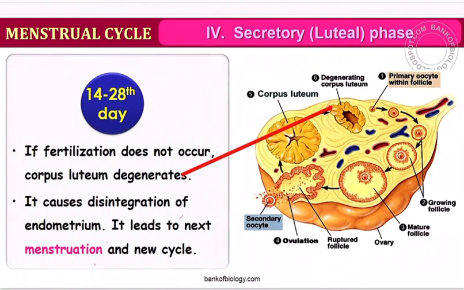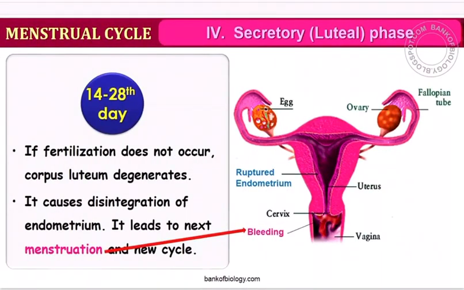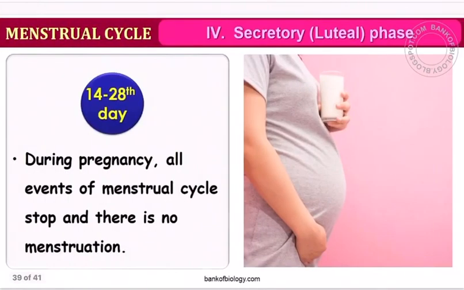If fertilization does not occur, the corpus luteum degenerates. It causes disintegration of the endometrium and it leads to the next menstruation. All this leads to the endometrial wall losing its tissue, which results in rupture of arterioles and venules, and the rupture of arterioles and venules will lead to blood flow. So blood plus the broken tissues, broken arterioles, broken venules that come out of the vagina is menstruation. So this ensures a new cycle. This is how it takes place. So if fertilization does not occur, the corpus luteum degenerates, it causes disintegration of the endometrium, as you are seeing. It leads to the next menstruation and a new cycle. There will be a lot of bleeding through the vagina.